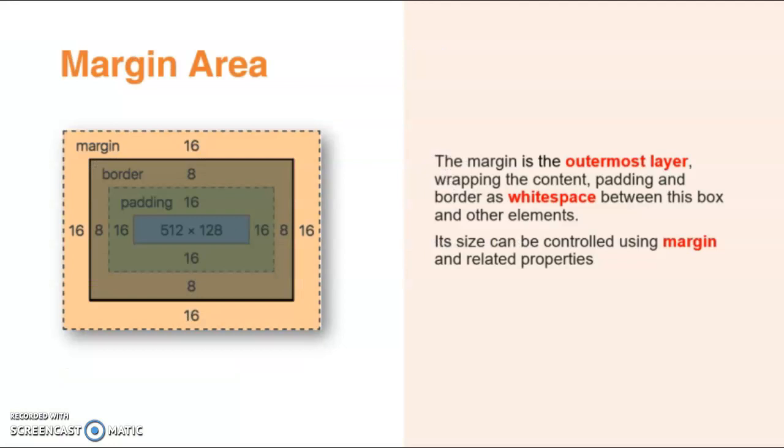The margin area. The margin area is invisible space around your box. It pushes other elements away from the box. Margin can have positive or negative values. Setting a negative margin on one side of your box can cause it to overlap other things on the page, like this one.